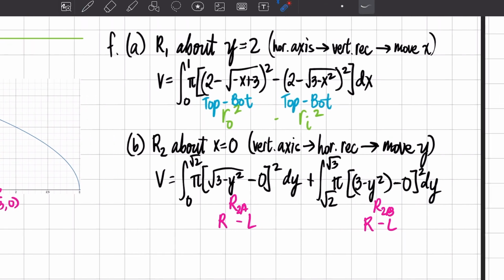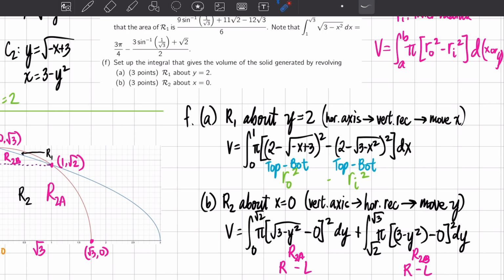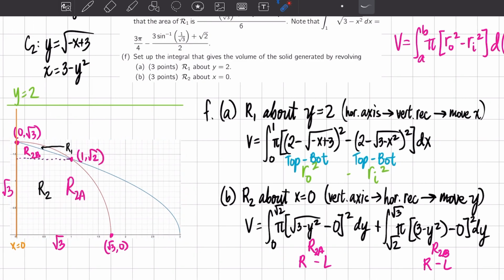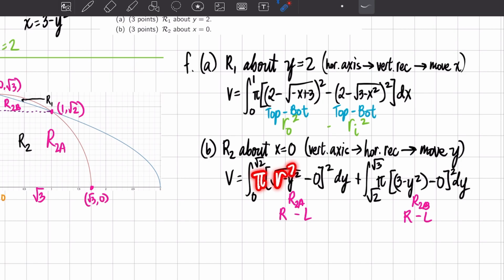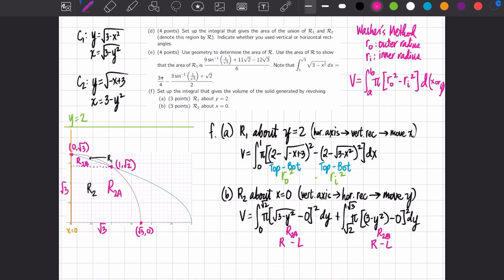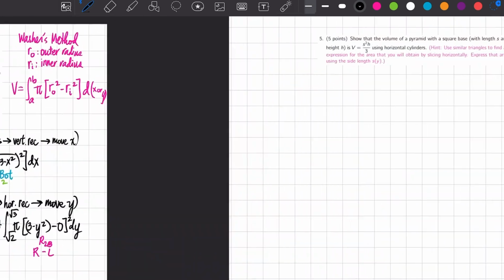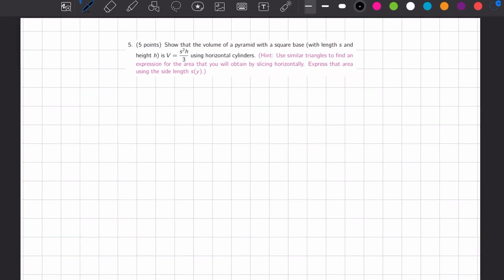Okay? So once again, for washers, it's just pi multiplied by the outer radius squared minus the inner radius squared. But in the event that you don't have an outer or an inner radius, then it's simply pi times the radius squared. Okay? And at last, we are done with this region. Let's proceed to the next problem.